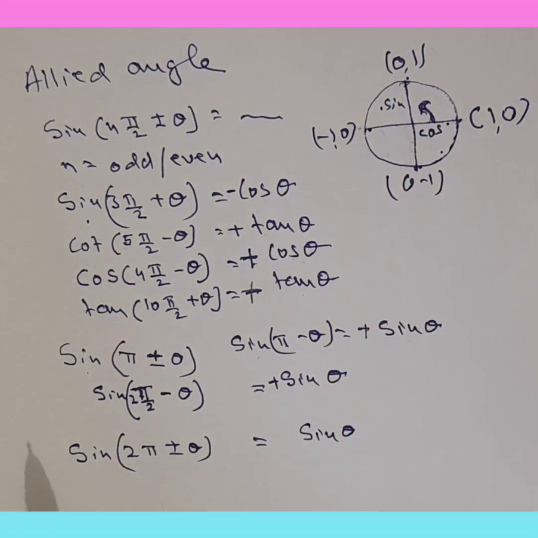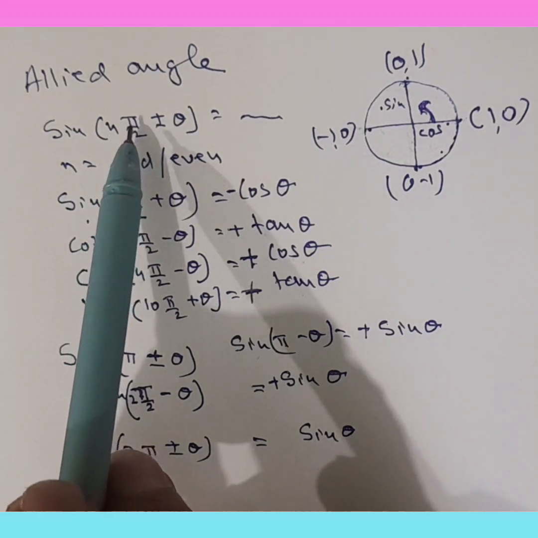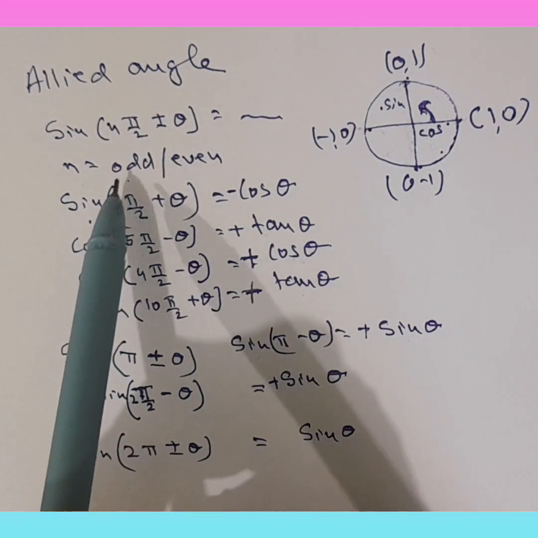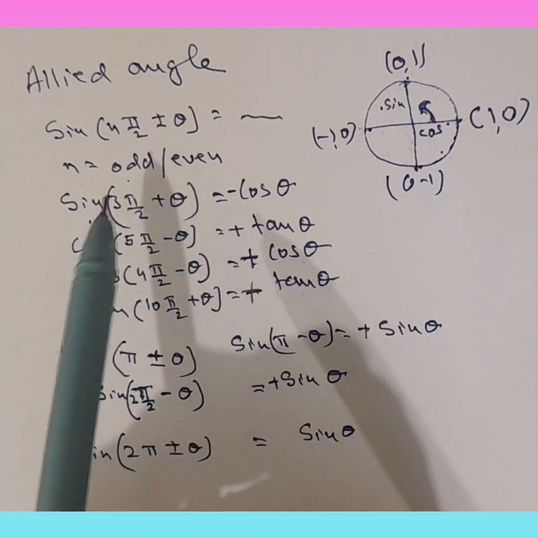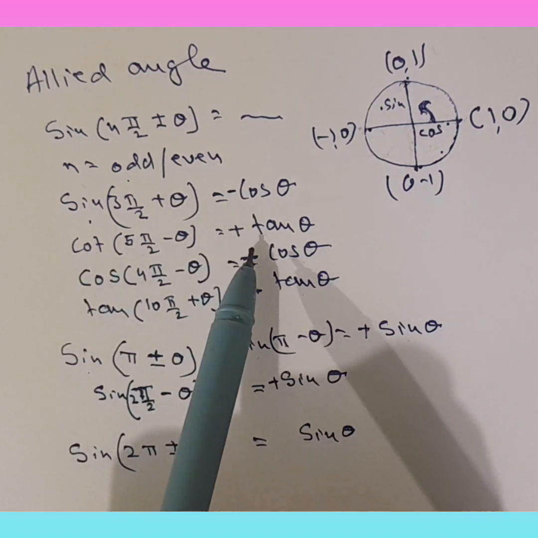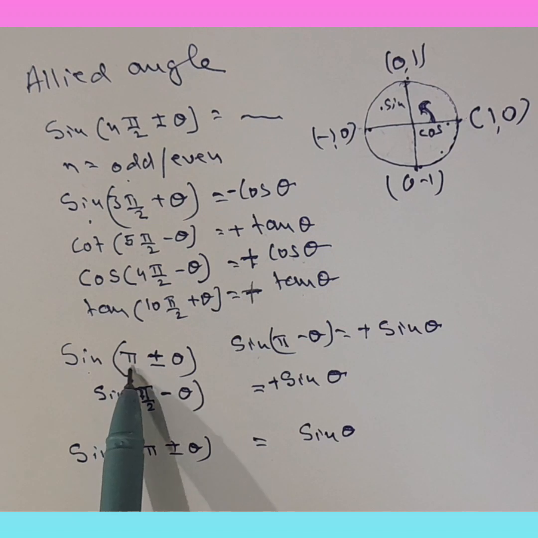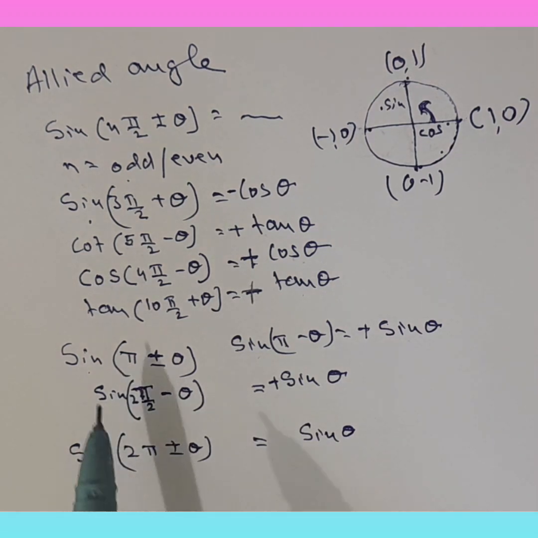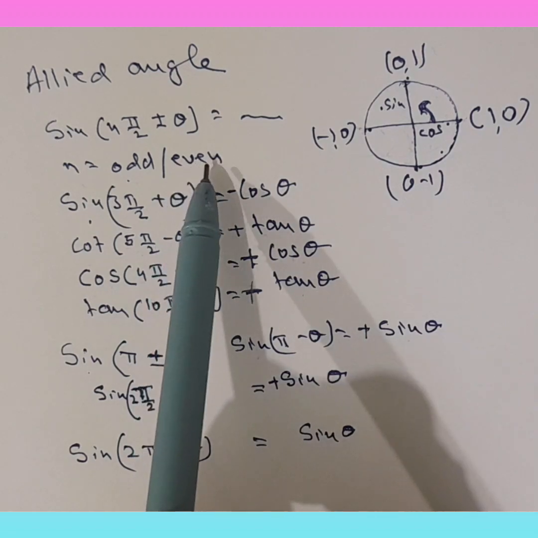So in a nutshell, whenever we are talking in terms of pi by 2, if it is odd, then the counterpart comes on right hand side. If it is even, same trig function comes on right hand side, whatever is there on left hand side. And if we are talking in terms of pi and 2 pi, it follows the rule that is being followed for even. Okay.